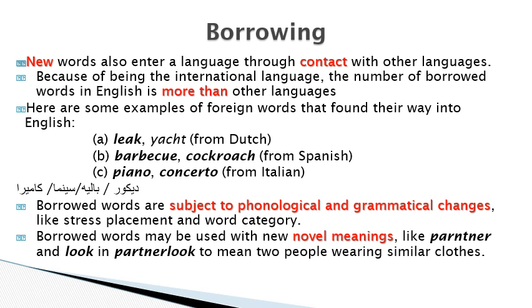Here are some examples of foreign words that found their way into English. For example, leak or yacht. These are taken from Dutch, Germans. We have barbecue and cockroach. They are taken from Spanish. From Italian, we have piano, we have concerto, we have pizza, and we talked about pizza.